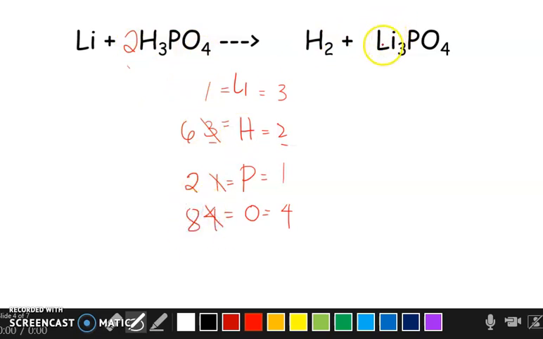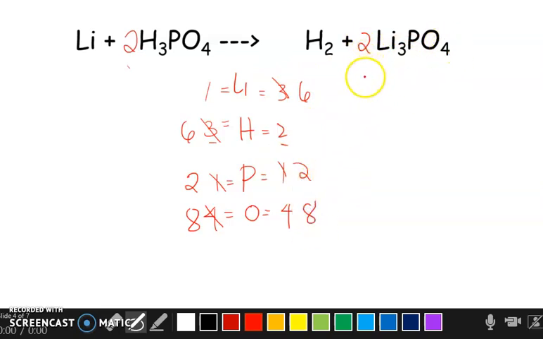Now, anything that needs fixing, I think your oxygen needs fixing, your phosphate needs fixing. So let's multiply it by 2 as well. So 2 times 3, this becomes 6. 2 times 1, this becomes 2. 2 times 4, this becomes 8.